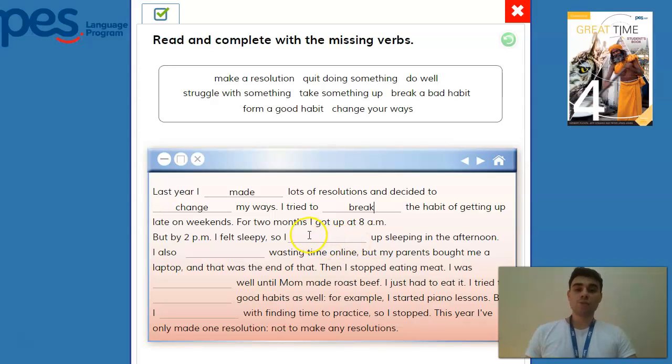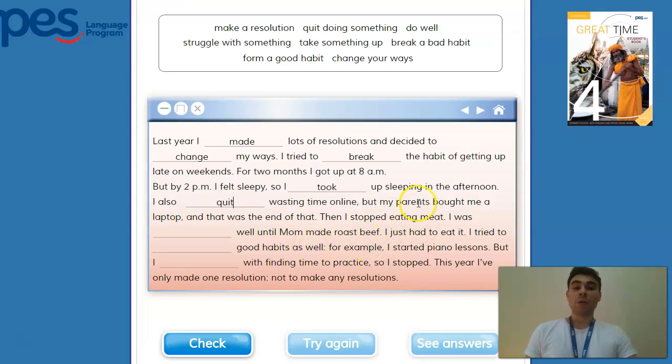So she started doing something, remember? So she took up sleeping in the afternoon. I also wasting time online. So she also quit wasting time online. But my parents bought me a laptop, and that was the end of that.